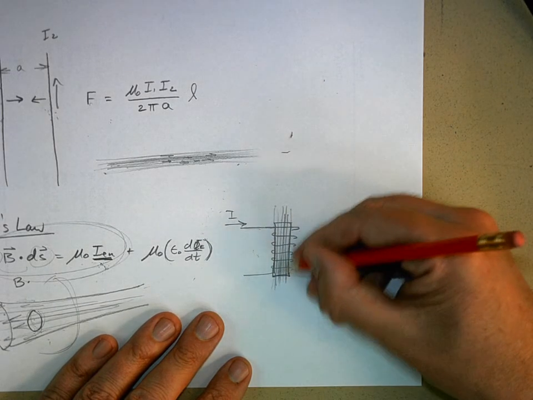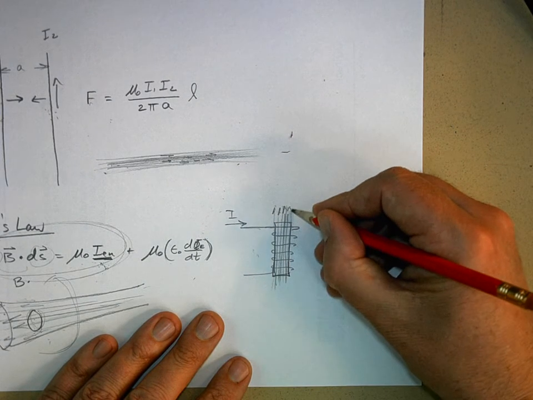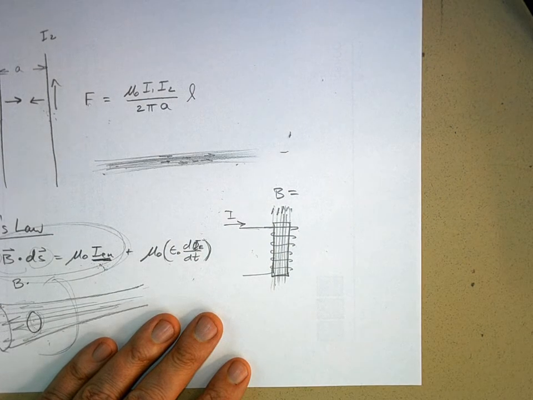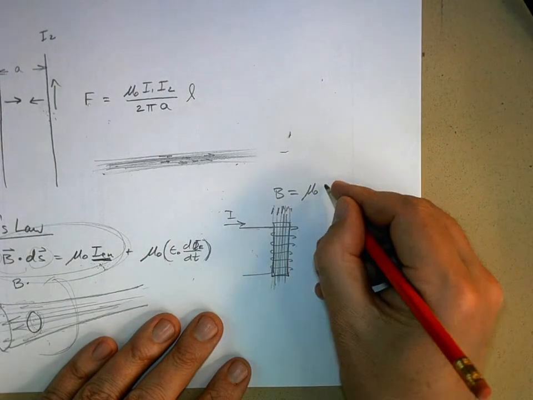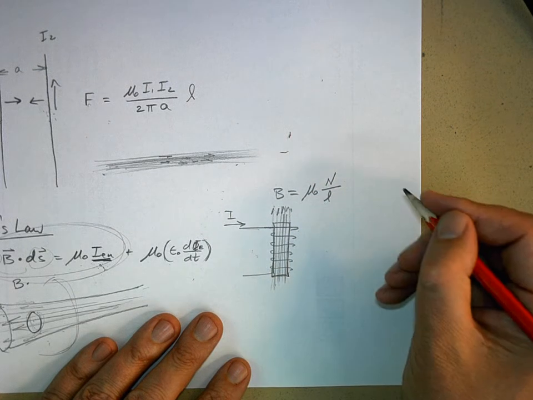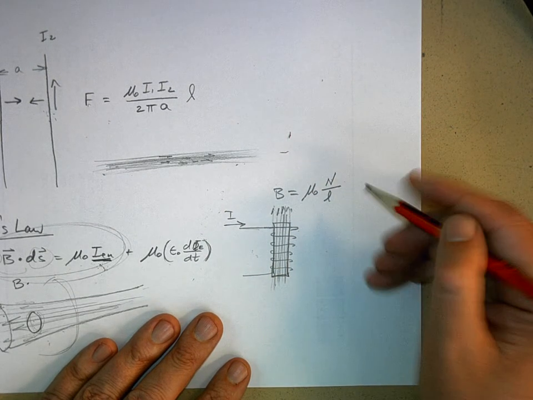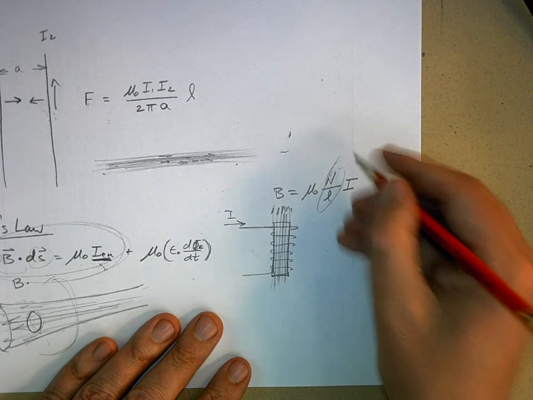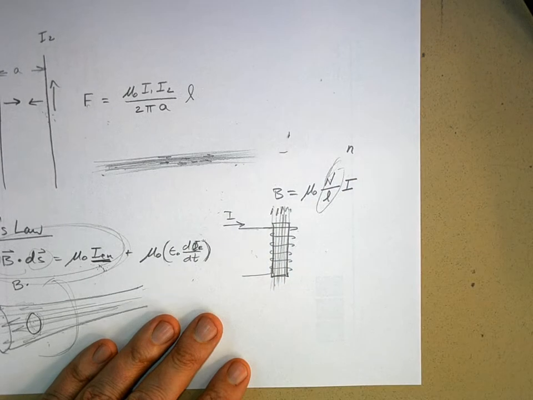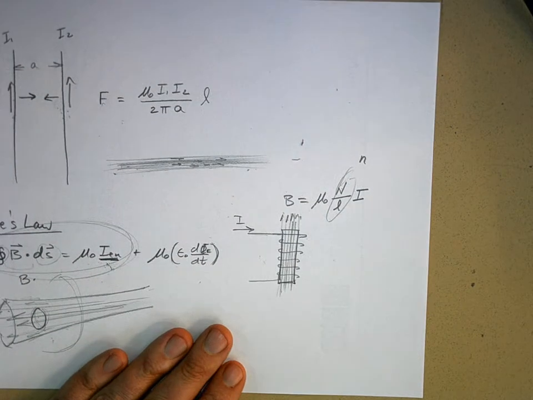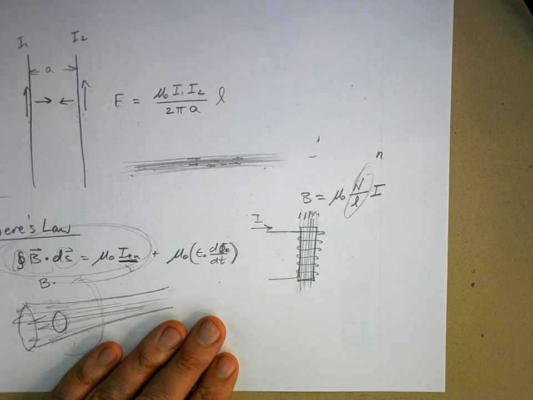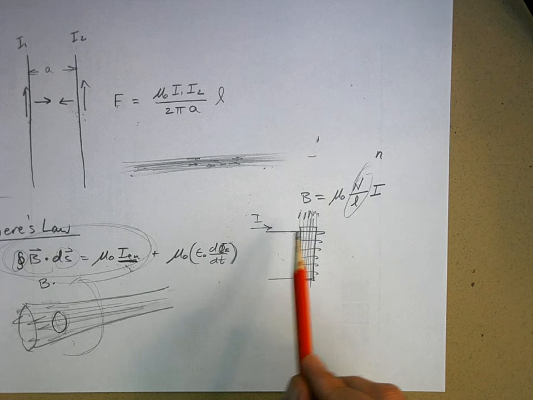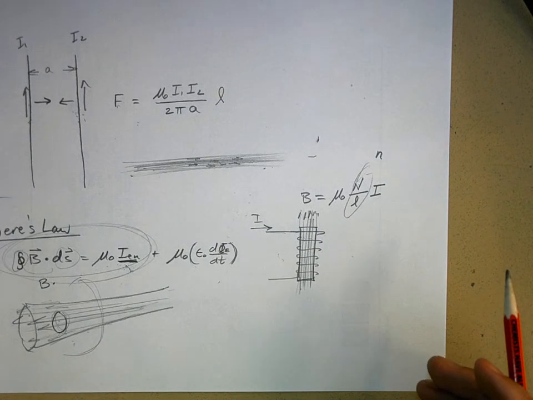The strength of the magnetic field inside your solenoid is equal to mu naught times the number of loops per unit length, N over L, times the current in the wire. Sometimes this N over L is called a little Greek letter, n. It doesn't depend on the radius of the solenoid. Now the amount of magnetic flux does.